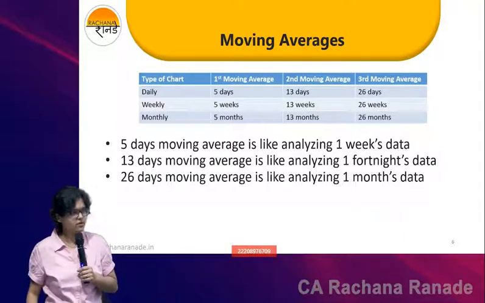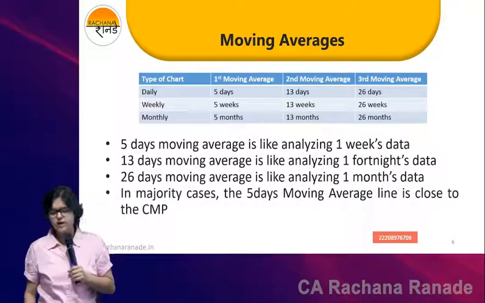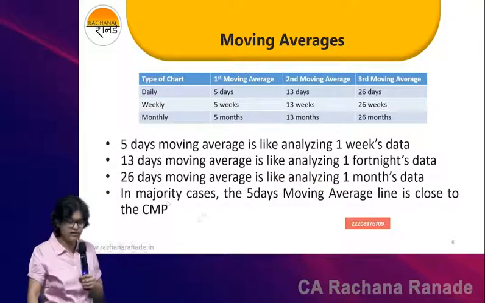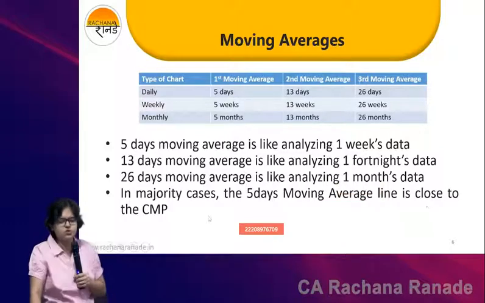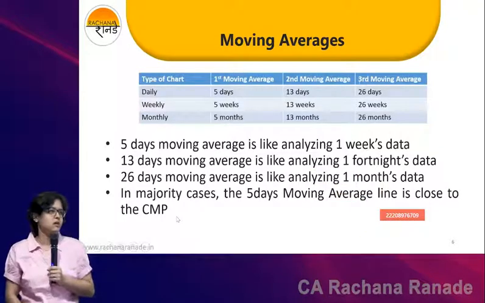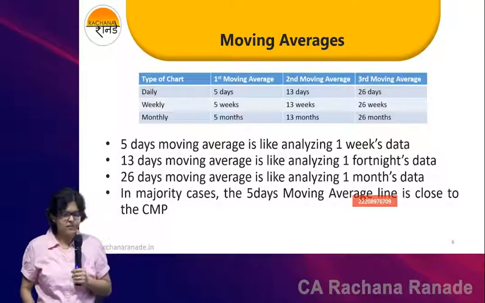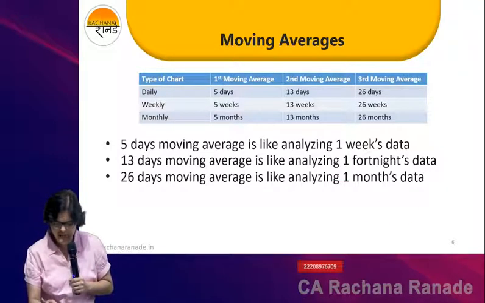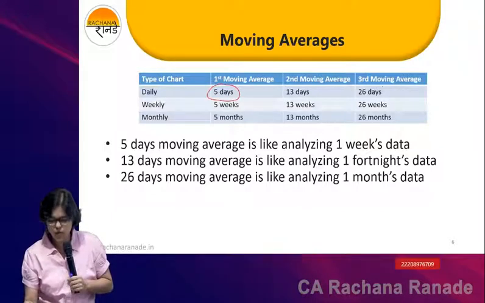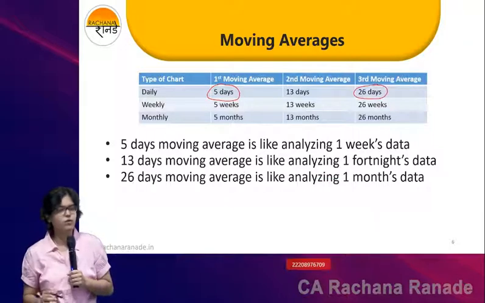Fair enough? In majority cases, very important point, in majority of the cases, 5 days moving average line is very close to the current market price. Do you agree with this statement? Okay, I'll give you in a different way. What do you think? 5 days moving average line will be more close to the current market price, or 26 days moving average line will be more close to the current market price?